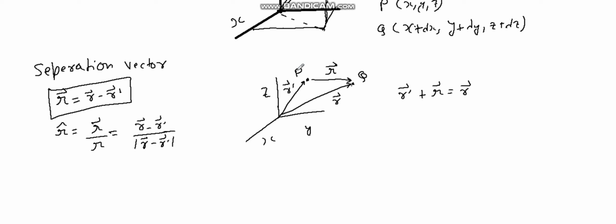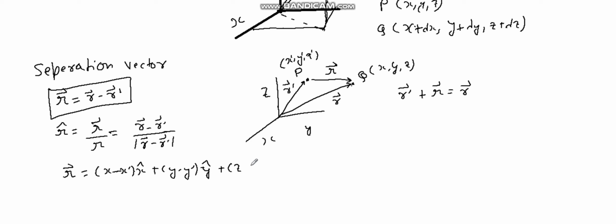Okay, so if we assume that P has coordinates x prime, y prime and z prime, and Q has coordinates x, y and z, then in component form we can write this separation vector as x minus x prime x cap plus y minus y prime y cap and z minus z prime z cap.